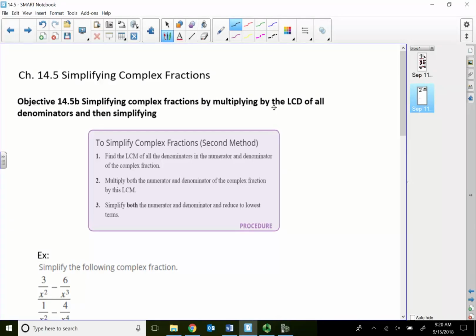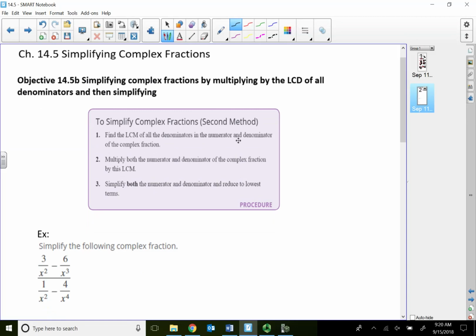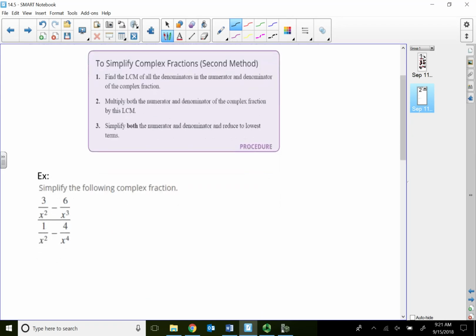In this lecture video, I'm going to show you a different technique on simplifying complex fractions. This technique is basically multiplying every single term of the complex fraction by the least common denominator of all denominators, okay? So let me show you how this one works.